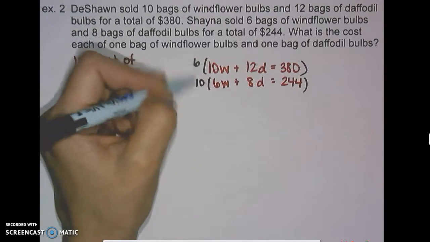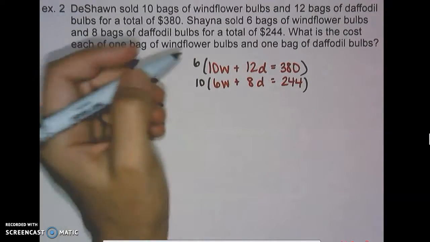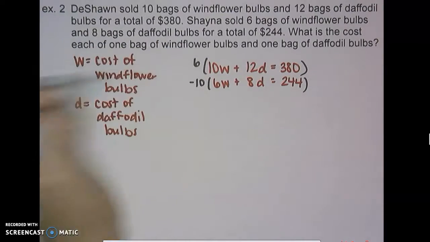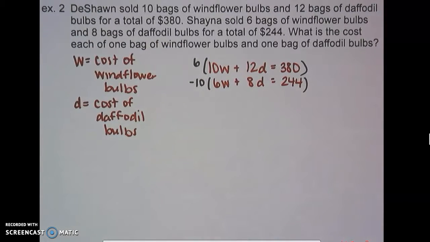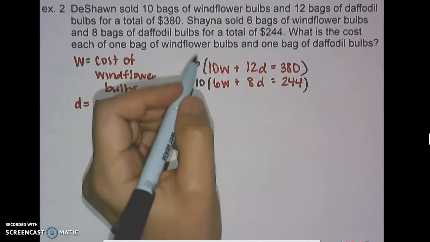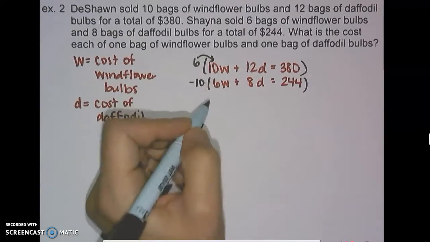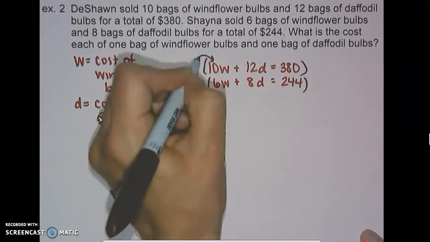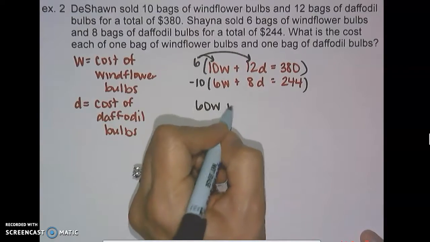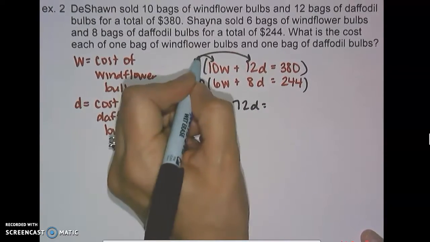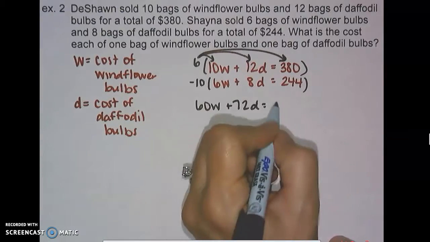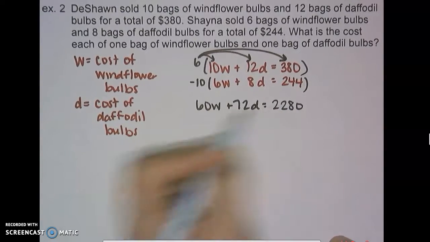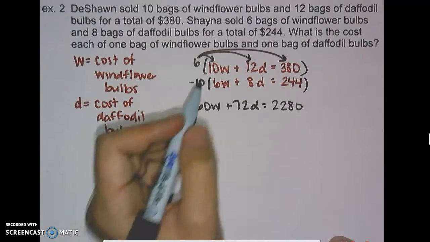And that's going to make both of those be positive 60W, so we're going to make one of them negative. So let's make the 10 be negative. It doesn't matter. So you could have also multiplied those equations to get them to be a coefficient of 30, which would also work for those numbers that are here, but we can just go with this. So we're going to distribute in, and so 60W plus 72D is going to equal 2,280 when we multiply that 6 into everything.